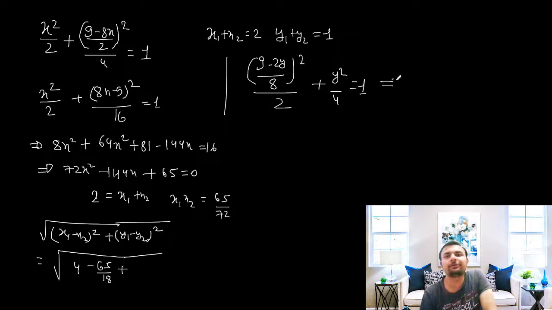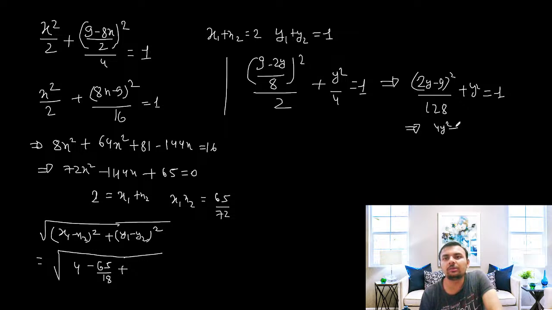So similarly we'll find here the product of y1 y2. We have to find that. It is what? (2y minus 9) whole square upon 128 y square equal to 1. So 81, 36y, 128y square equal to 128. So we are simply getting 4y square plus 92y.